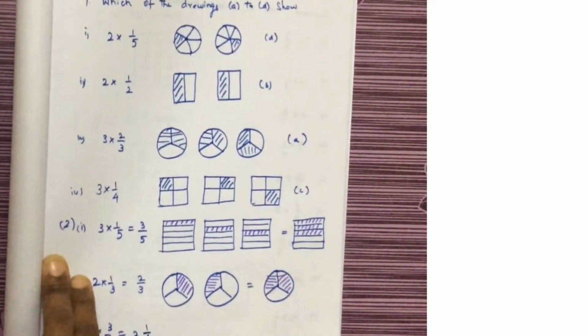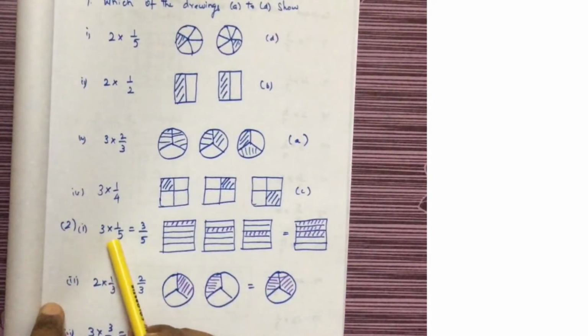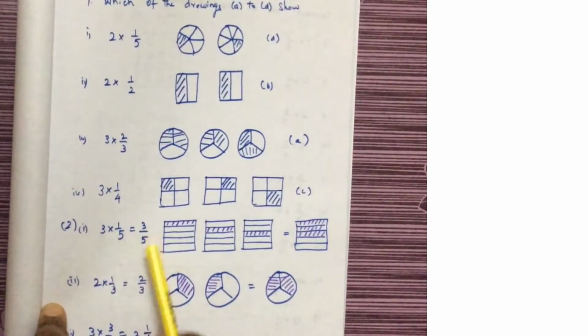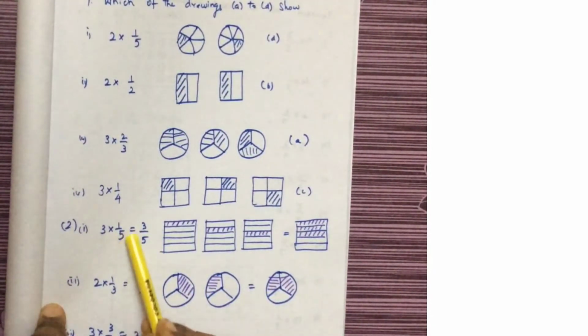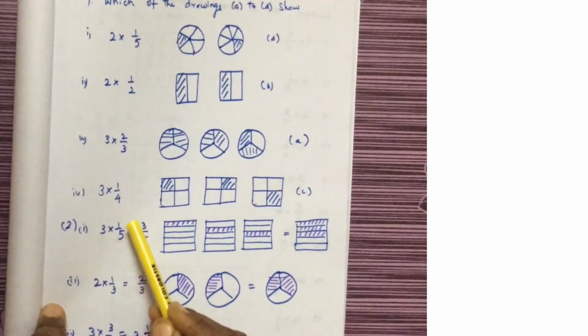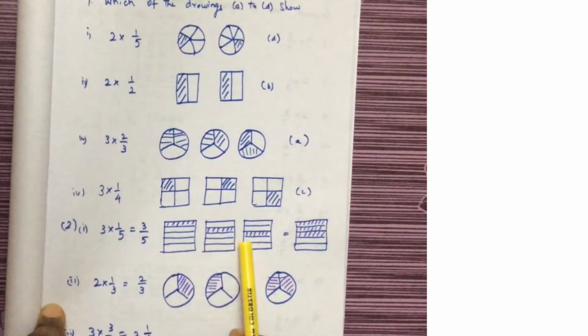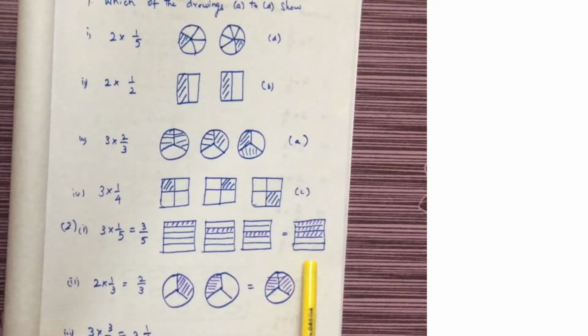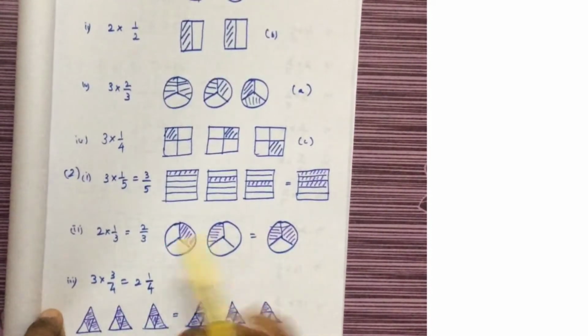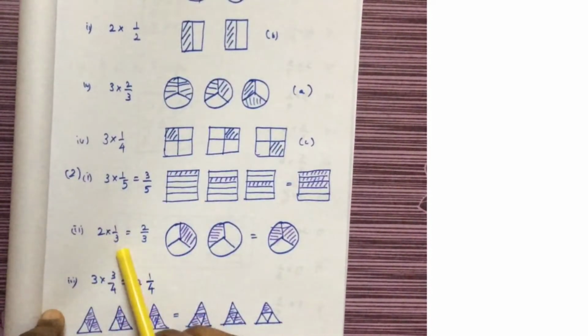Similarly, next is also the same. 3 multiplied by 1 by 5, that is equal to 3 by 5. So there should be 5 equal parts. Out of that, one part should be shaded. That should be done 3 times. 1, 2, 3. When we add this, we will get 3 by 5. The next is 2 multiplied by 1 by 3. So 1 by 3 is added 2 times. It is 1 by 3 and this is 1 by 3.